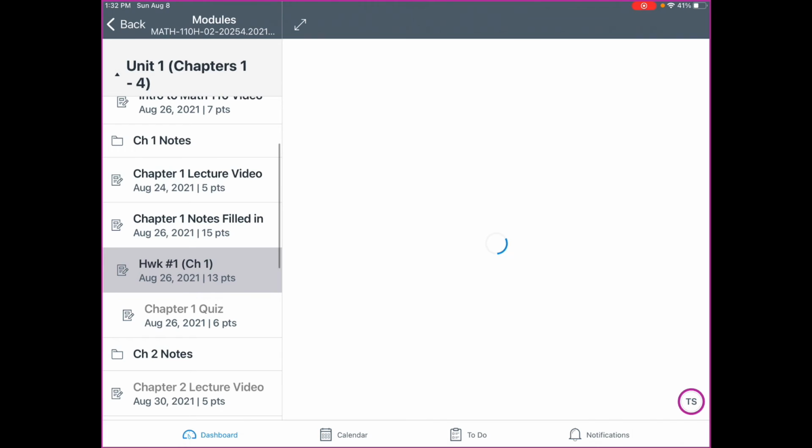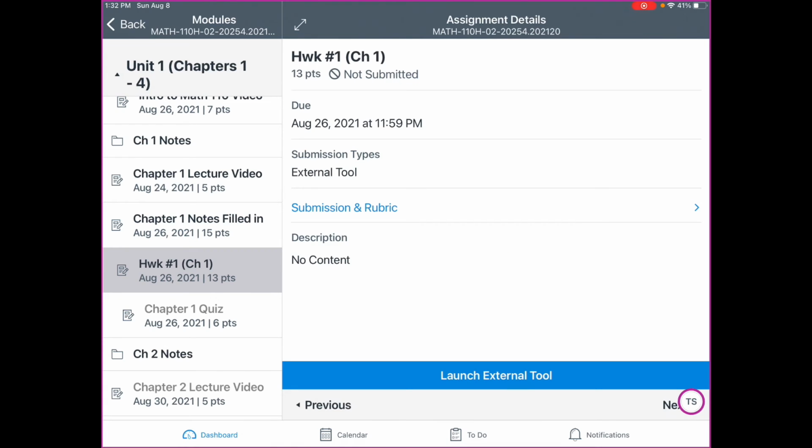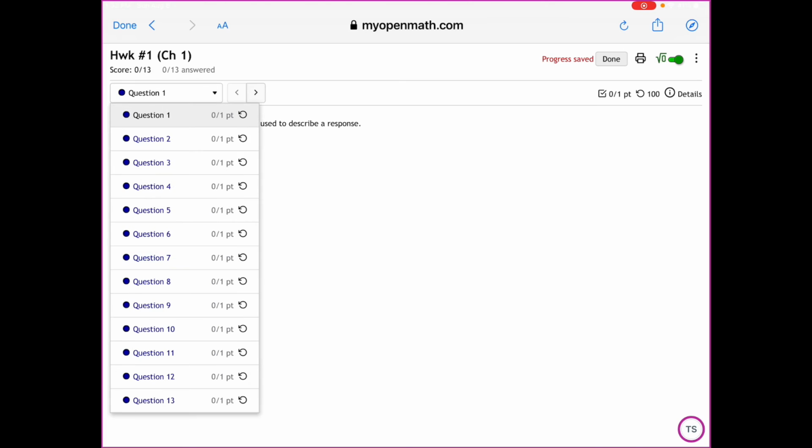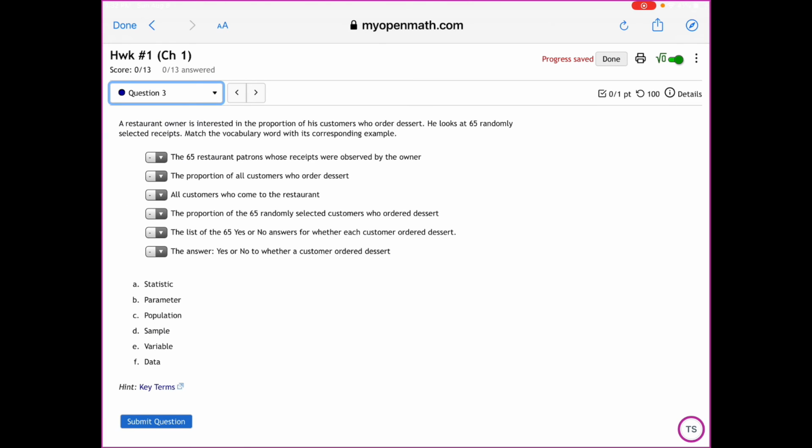Homework assignments are also listed. You want to make sure you get an early start on homework assignments. And so again, for being on a tablet, it says launch external tool. If you're on a computer, you should see something like this right away. So if you go ahead and hit start, and you can go back and try these problems as many times as you want, you'll notice that there are different questions that are listed here.